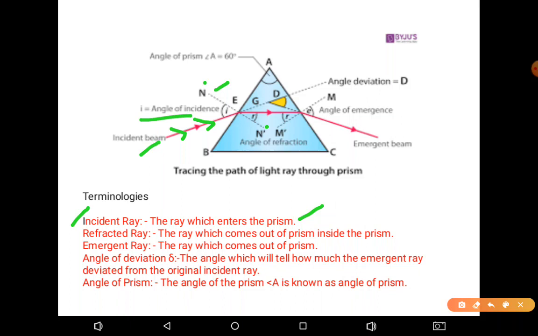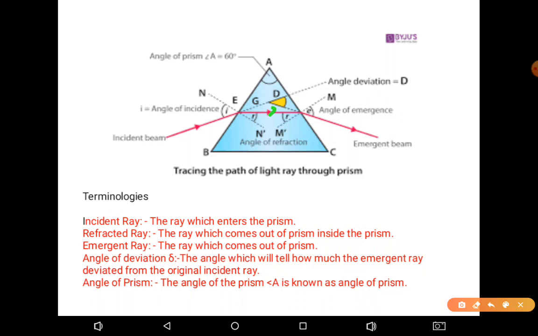Some students sometimes make a mistake and make the angle with the edge, so that will be wrong. So please keep in your mind that the angle of incidence is the angle between the normal ray and the incident ray. And after this interface AB, this ray is refracted through a small angle R, and this bends towards the normal as the refraction takes place.